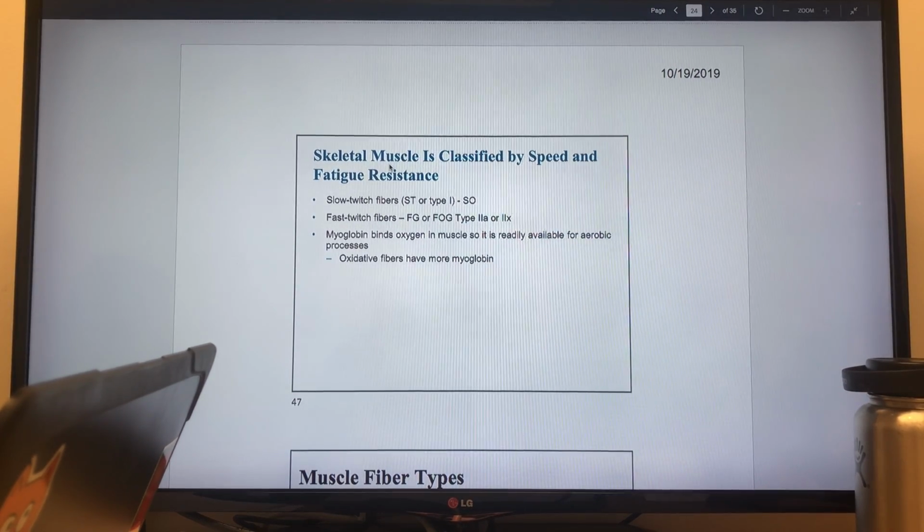But since it doesn't require oxygen, it's just like an instant twitch. Like you gotta go fast, right? Zoom zoom. That's your super fast one. So if she asks you which muscle fiber is the fastest, it's type 2X.